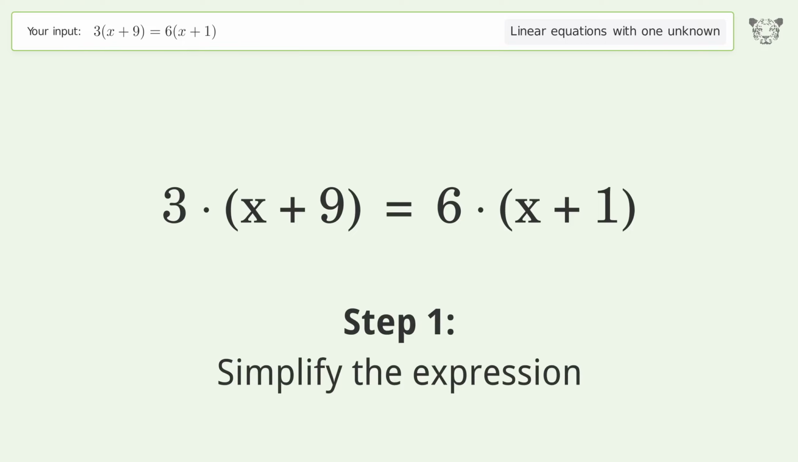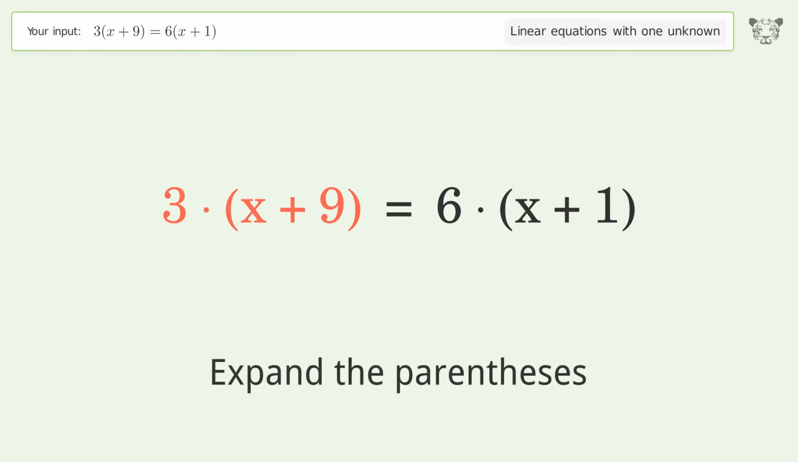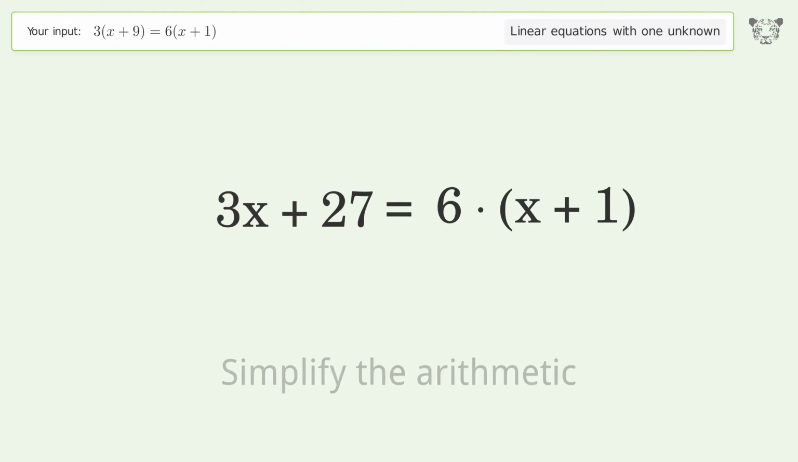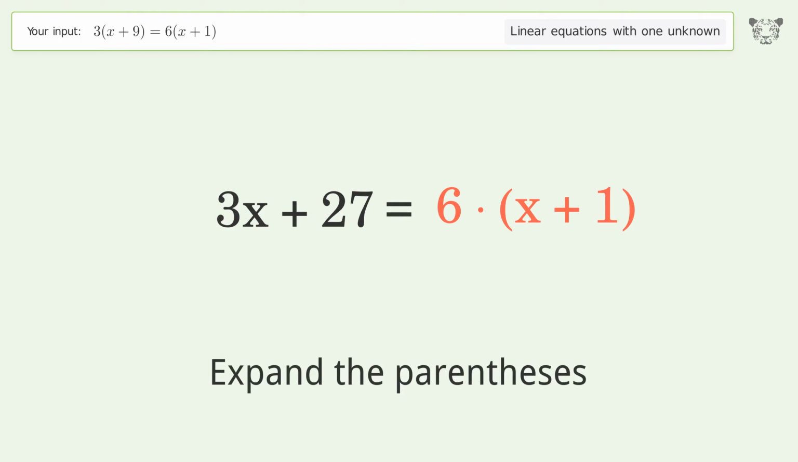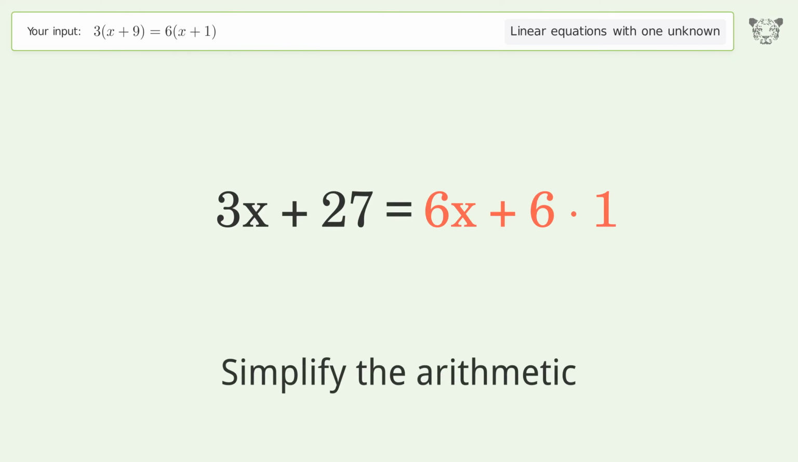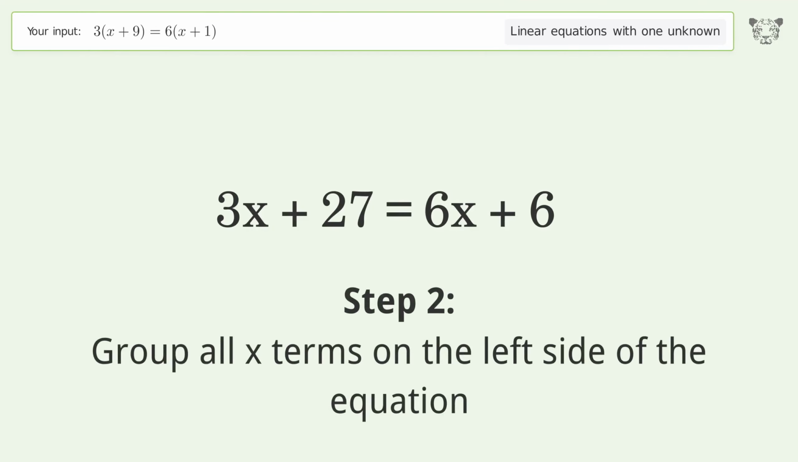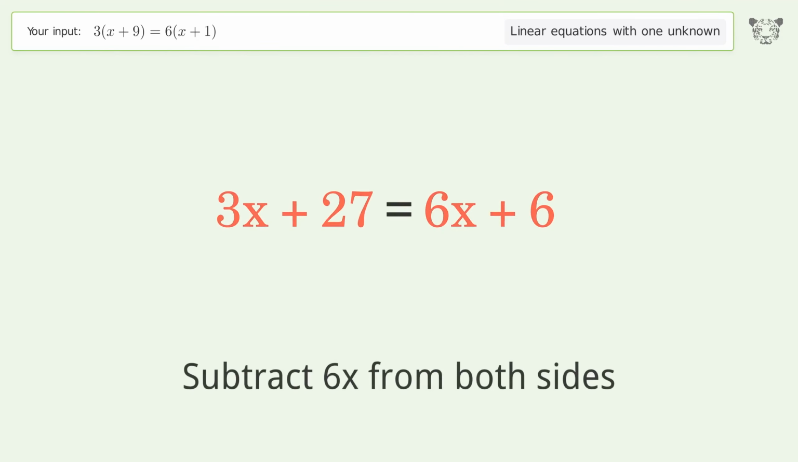Simplify the expression. Expand the parentheses. Simplify the arithmetic. Expand the parentheses. Simplify the arithmetic. Group all x terms on the left side of the equation. Subtract 6x from both sides.